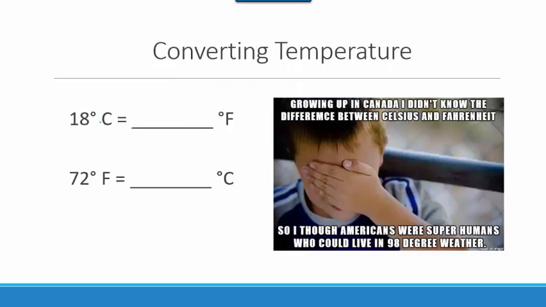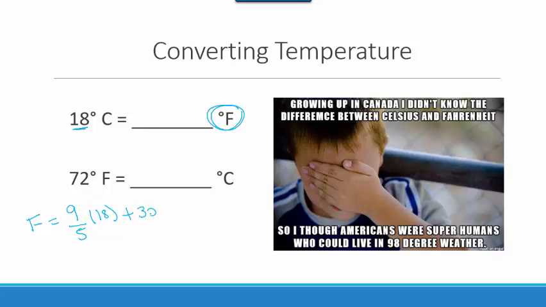A lot of students get confused about which formula do I use. I always tell students to look at what is equal to. So if it's equal to Fahrenheit, I want to use the formula that starts off with F equals. So I would say F equals 9/5 times my Celsius temperature, which is 18, and then plus 32.